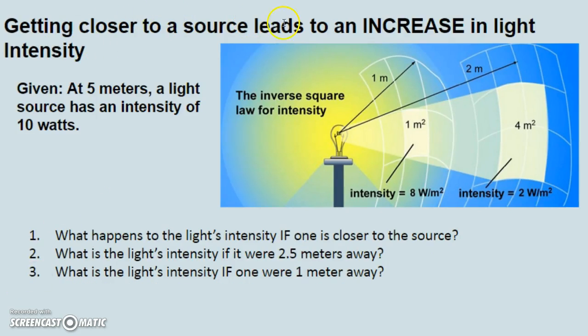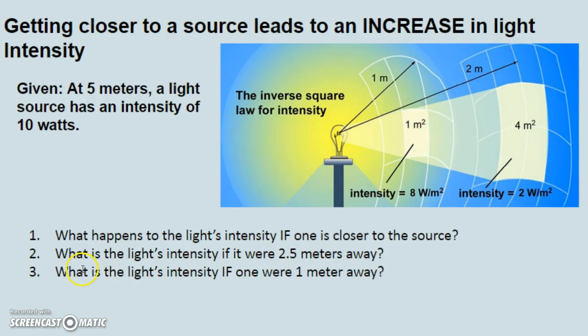So let's do it a little differently. Let's say we get closer to the source. Getting closer to the source leads to an increase in light intensity. So here's my given: at 5 meters, a light source has an intensity of 10 watts. What happens to the light's intensity if one is closer to the source? Well, it increases by an inverse square. So if I am 5 meters away and it's 10 watts, what is the light's intensity if I am 2.5 meters away? In other words, if I'm half the distance, if I square that, I'm going to have 4 times the intensity. So 4 times 10 watts is 40 watts at 2.5 meters away.